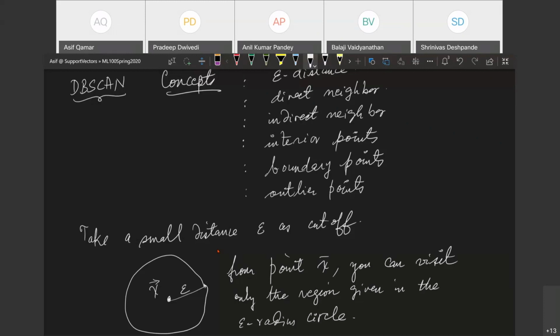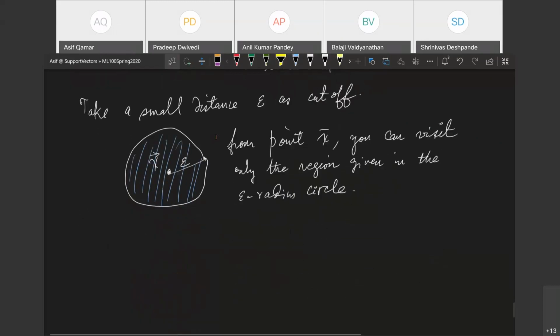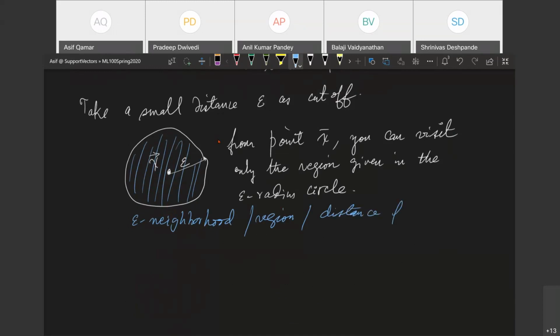This looks obvious, guys. No, you cannot go outside this. This is your region that you can visit from X, if all you're allowed to do is go epsilon distance. So far, so good, guys? So that creates the notion of the epsilon distance, or epsilon neighborhood. Let me just call it epsilon distance or epsilon region, the distance from the point X. So far, so good.